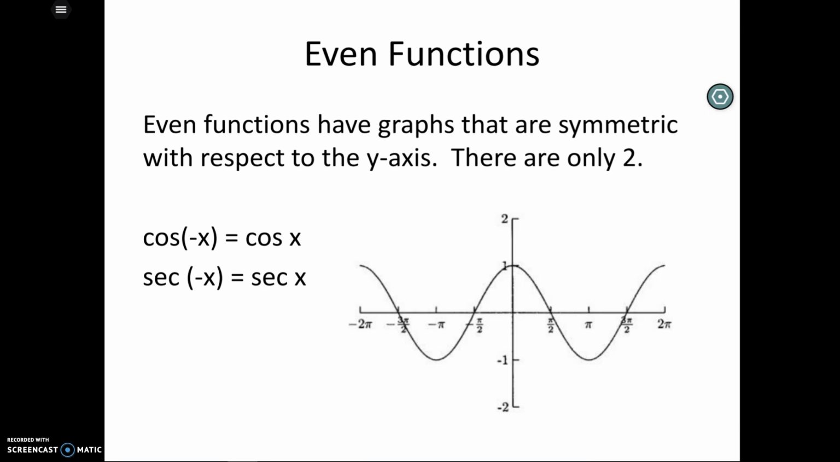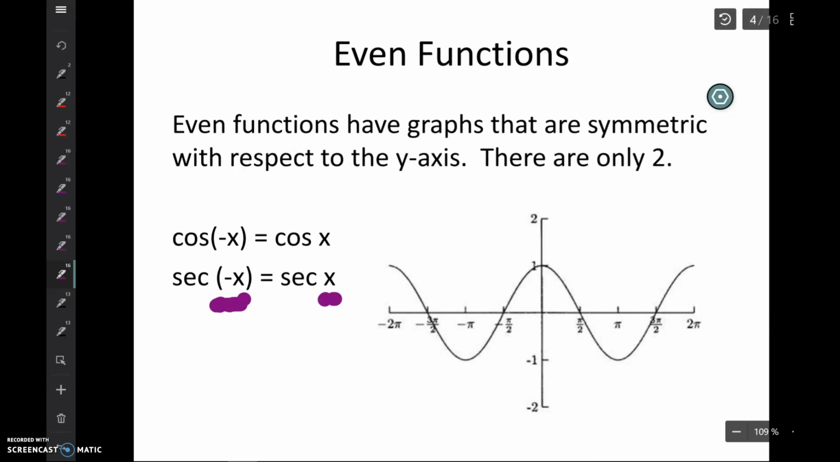So if you have a negative x here, you may want to look at these in particular, and what you need to do is just take those negatives off if it's the cosine or the secant. Okay, so those are the odd even identities.